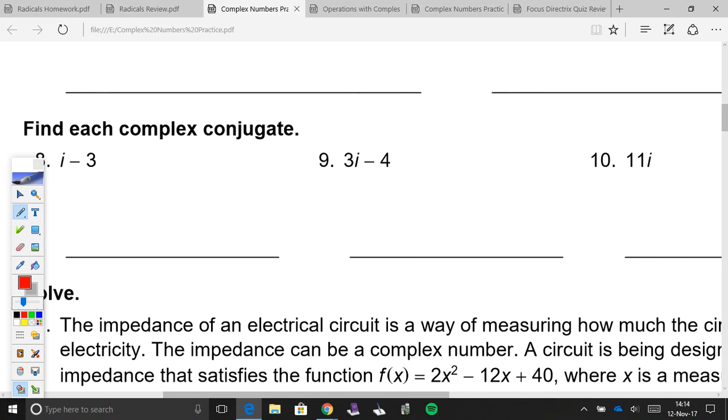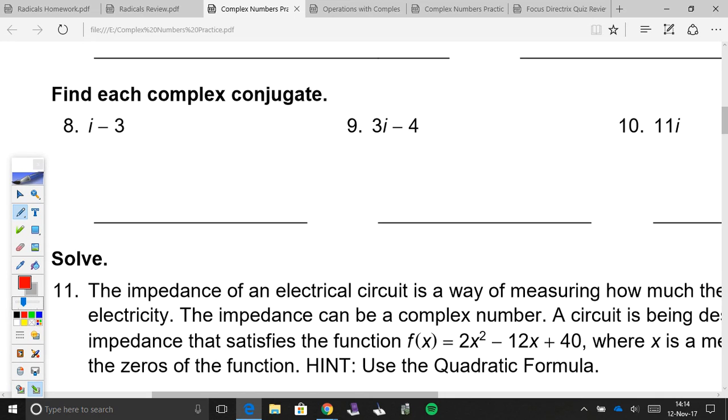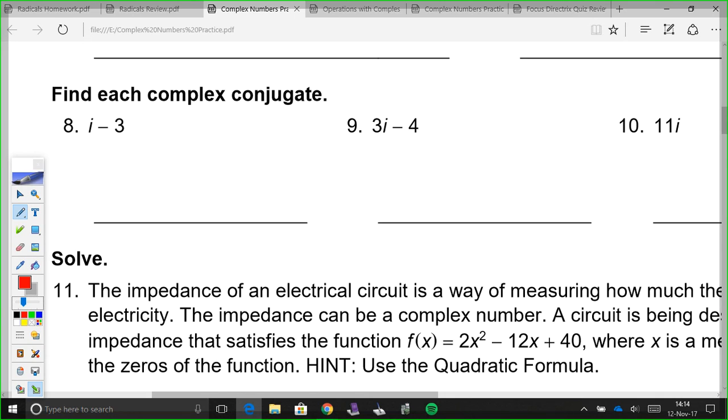For number 8, 9, and 10, the conjugate just means opposite. So you have to be careful, but the idea is, first and foremost, your complex numbers are supposed to be written as a plus bi. The real part first, the imaginary part second. So what I encourage you to do is go ahead and write all of these in that format first. So notice in number 8, this is not set up correctly because the i is the first term. So I'm going to go ahead and just switch these right now. So this is really supposed to be a negative 3 plus i.